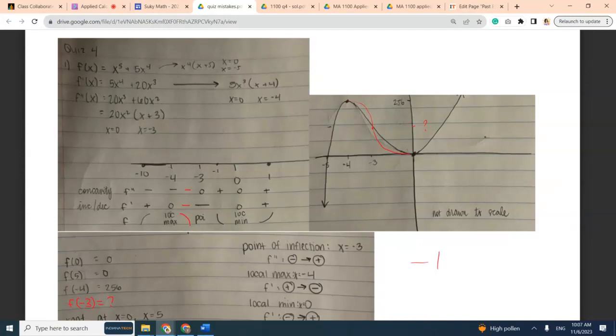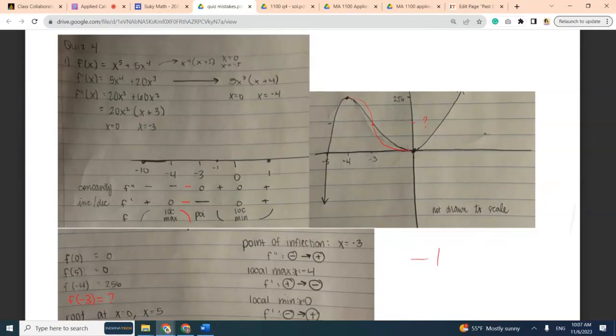So everybody understand my requirements? Make it more obvious. Okay, so yeah. That's why I do 1 point. So you need to tell me the important point. What is f of -3? Okay.